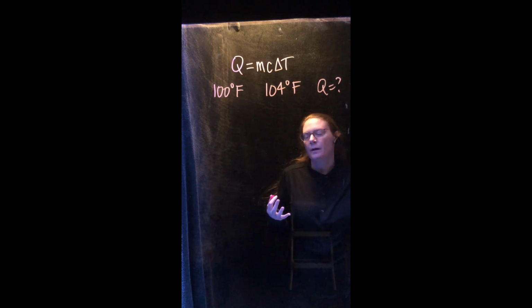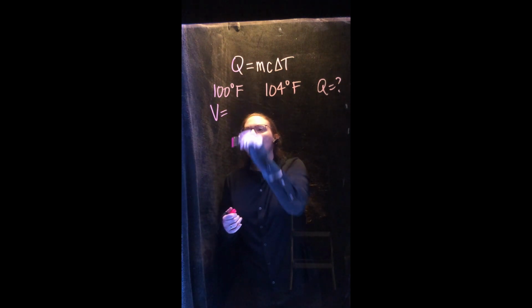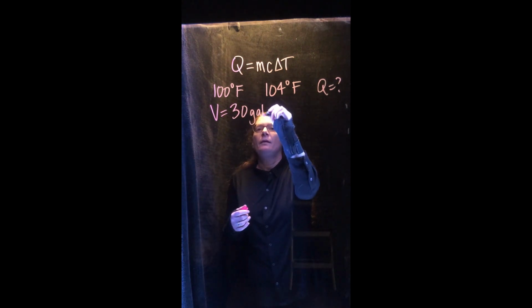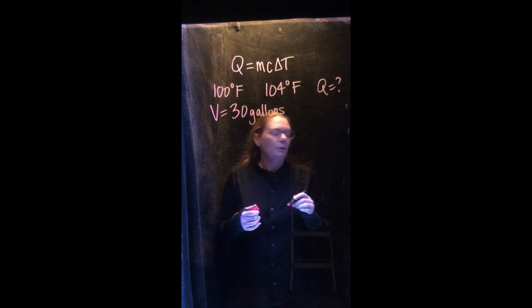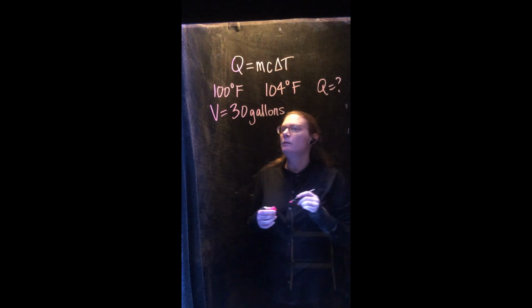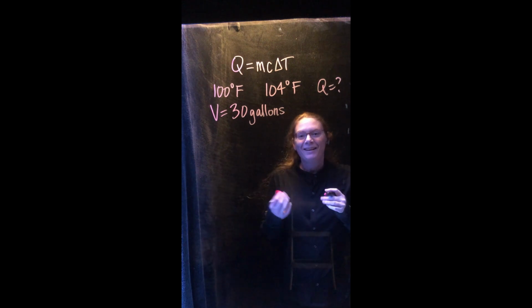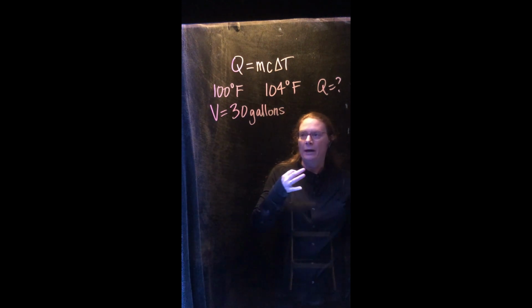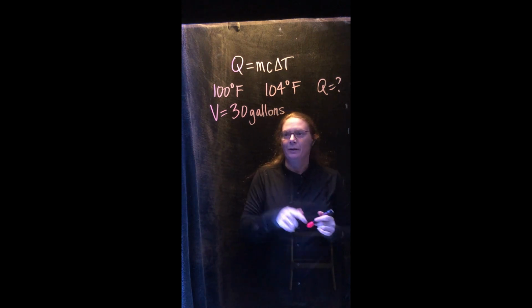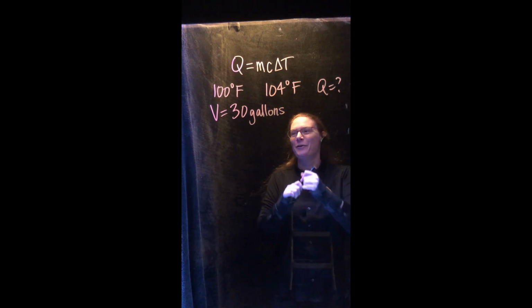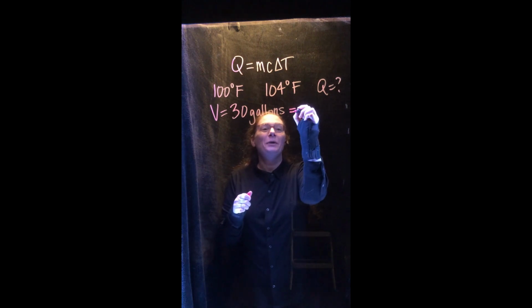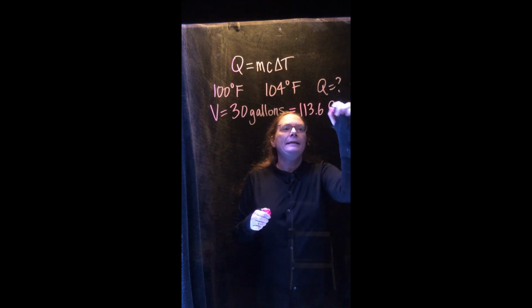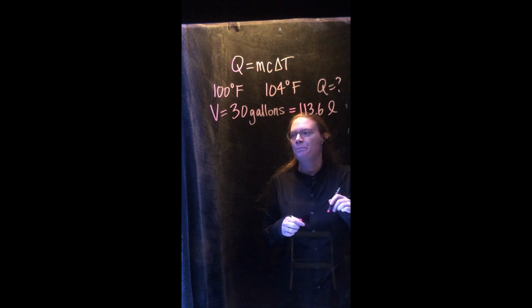Well, I looked up a typical volume for a bathtub, and it is about 30 gallons of water. All right. Now, that's not a mass, is it? In a lot of these problems, you're going to be given a volume and have to convert to a mass. Well, we actually have two conversions here. That's not metric. So let's convert this to liters first. That is 113.6 liters of water.